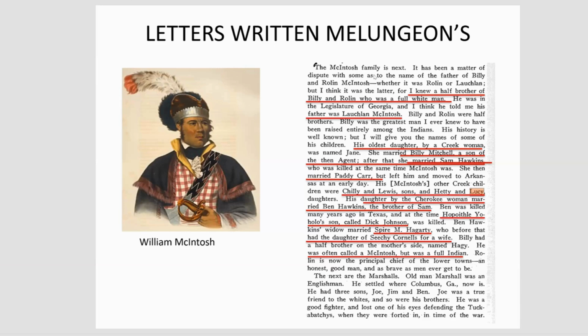His other Creek children were Chili. He was Chili McIntosh, known to be a warrior, a chief, and Lewis, sons, and Hetty and Lucy, daughters. His daughter by the Cherokee woman married Ben Hawkins, the brother of Sam. So now I'm like, who is this Sam Hawkins and this Ben Hawkins? And let me help you to be clear. This is not the Ben Hawkins that I mentioned earlier who was an agent.